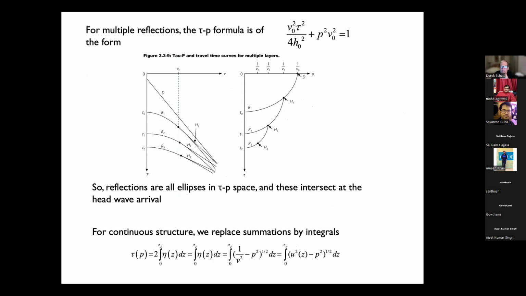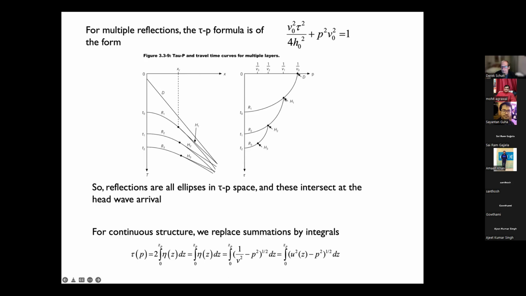For multiple reflections, the tau p formula is also the formula that produces an ellipse. And what you just see is smaller and smaller ellipses. So here's the first refracted wave off layer 1. Here's the second refracted wave off layer 2. The third refracted wave off layer 3.